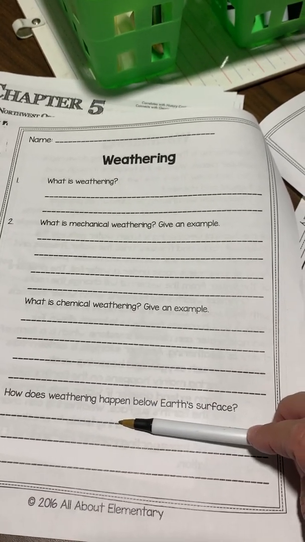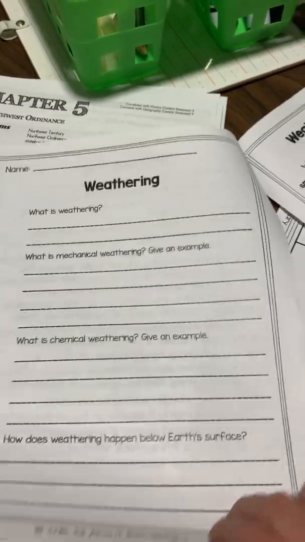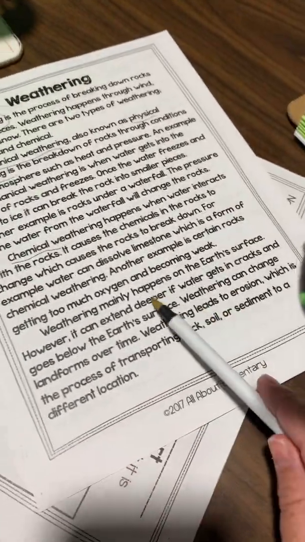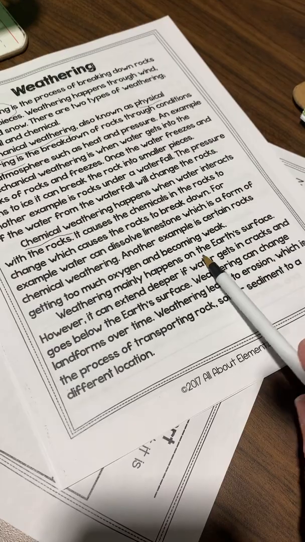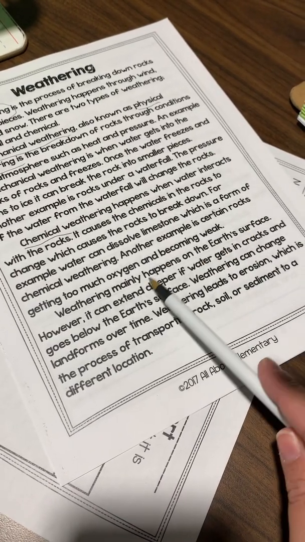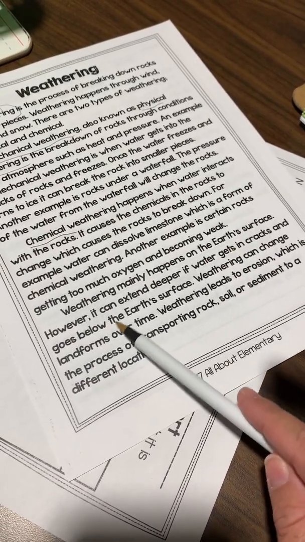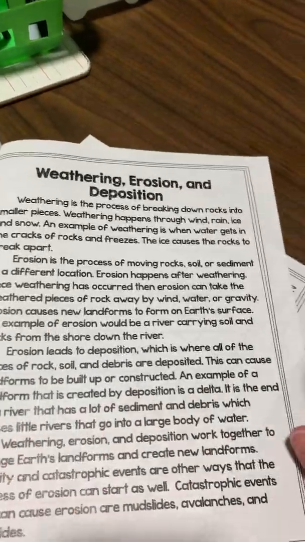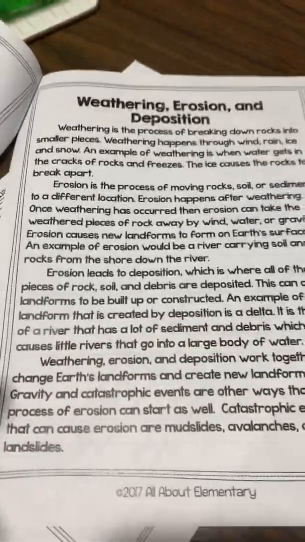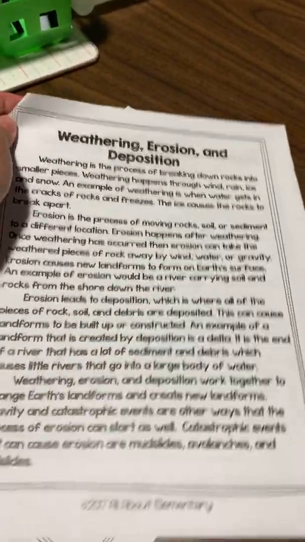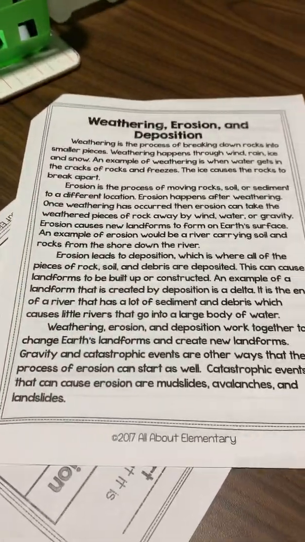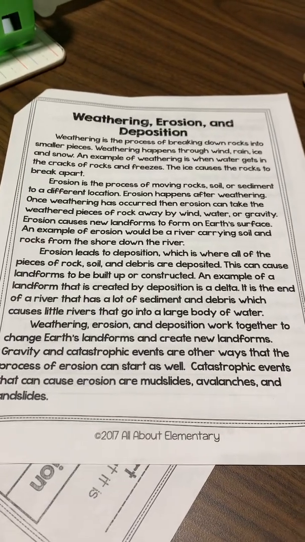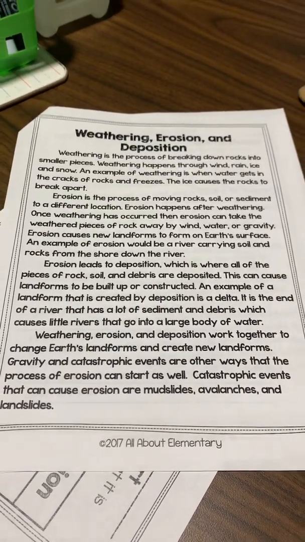How does weathering happen below the Earth's surface? They talk about that at the end. Mostly it happens on the Earth's surface, but if water gets into cracks and goes below the Earth's surface, weathering can change landforms over time. So they talk about it there, okay? All right, weathering, erosion, and deposition. We will do that one next in the other video. Okay, so go ahead and finish those questions, and then when you're ready, go to weathering, erosion, and deposition and listen to that one.